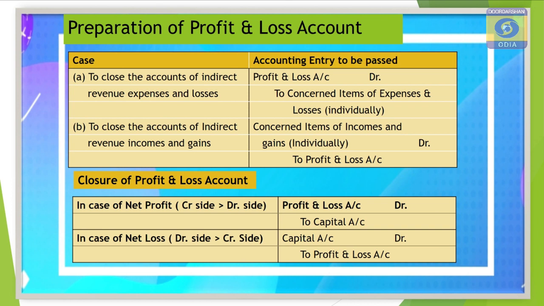Now, how do we close the profit and loss account? If there is net profit, that is, the credit side is greater than the debit side, then the entry will pass as profit and loss account debited to capital account. And in case of net loss, that is vice versa. That means if the debit side is heavier than the credit side, then the entry that we pass is capital account debited to profit and loss account.